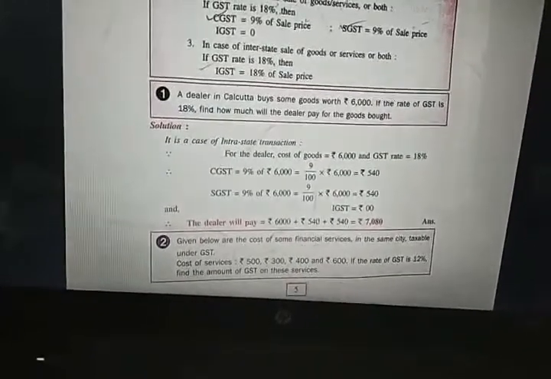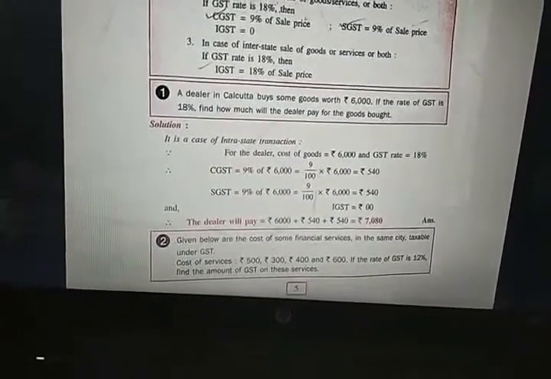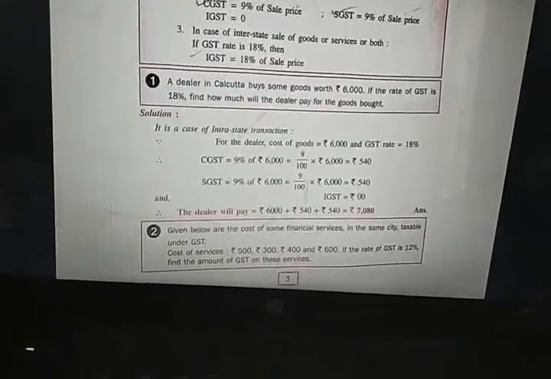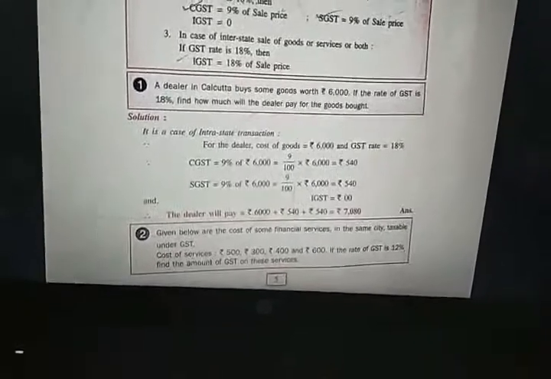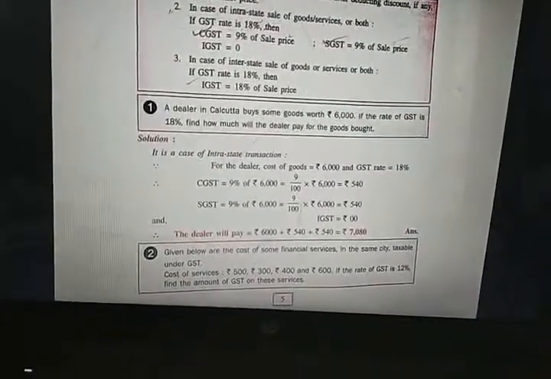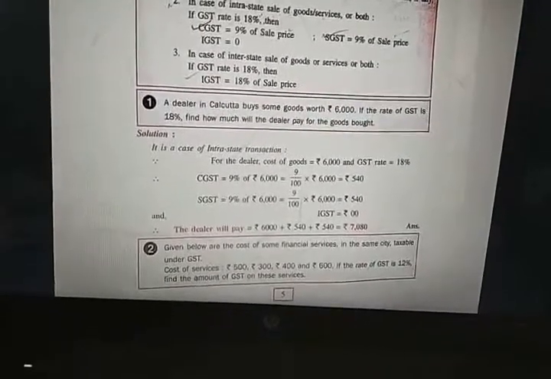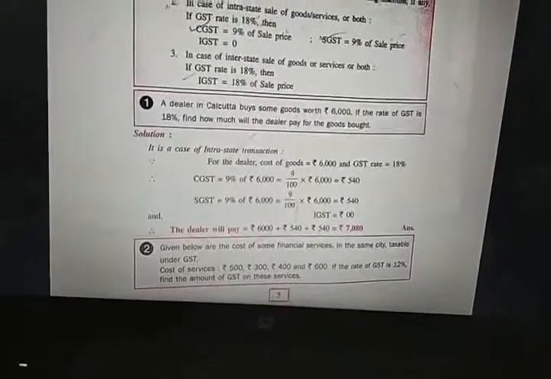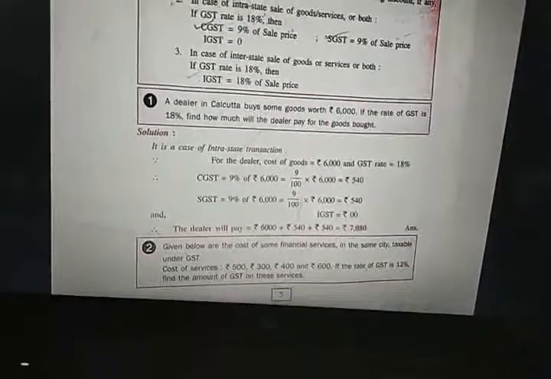So we got the value for CGST. We got the value for SGST. So what will be the total bill then? The total bill will be 6,000. He already has to pay 6,000, and the GST is plus 540 plus 540, which is a total of 7,080 that the dealer has to pay. I hope you're clear with this.